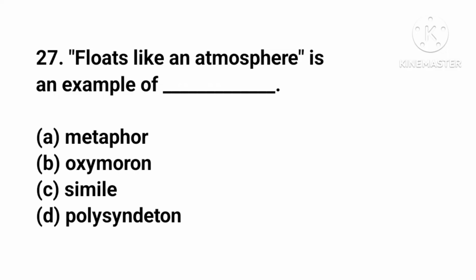Now number 27. Floats like an atmosphere is an example of dash. Option A, metaphor. Option B, oxymoron. Option C, simile. Or option D, polysyndeton.